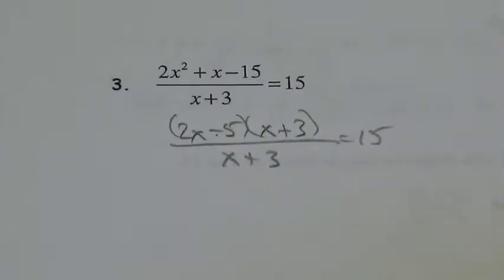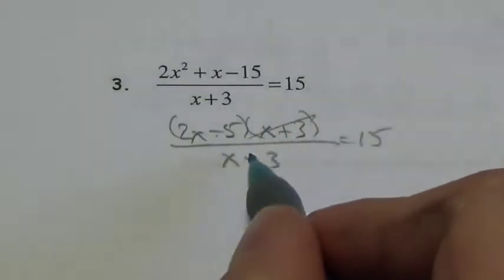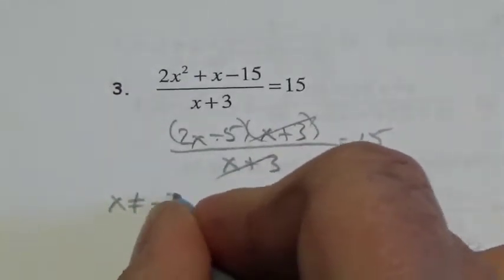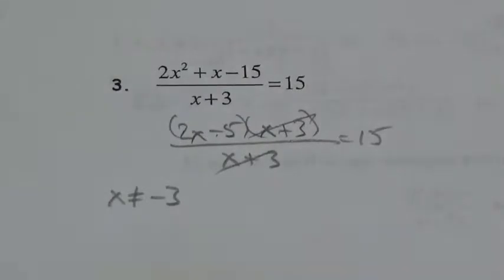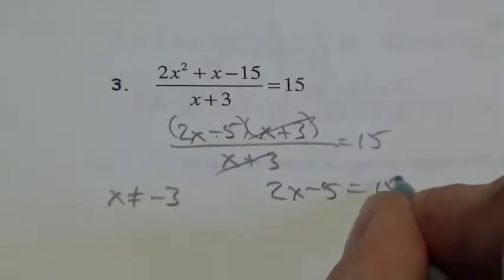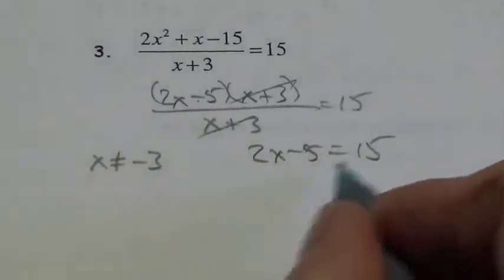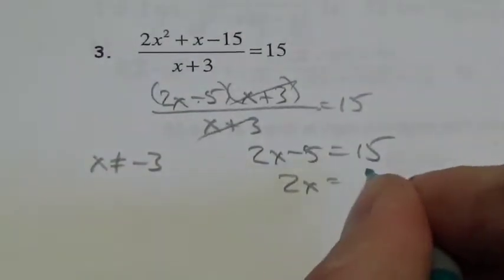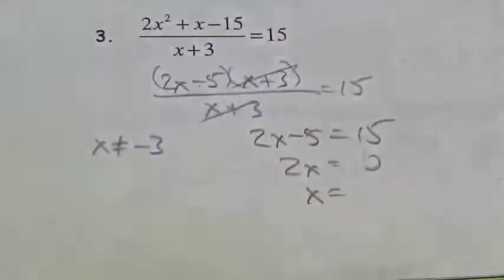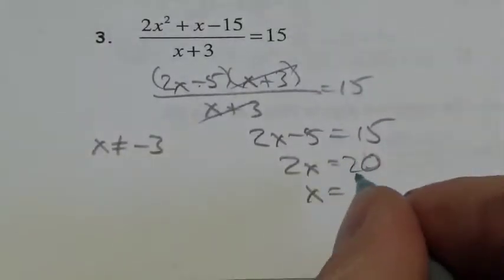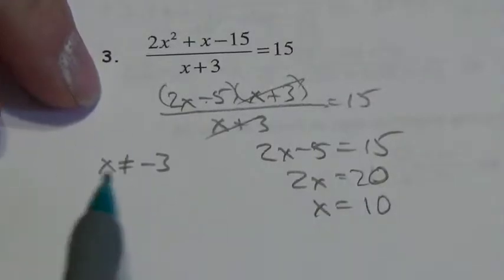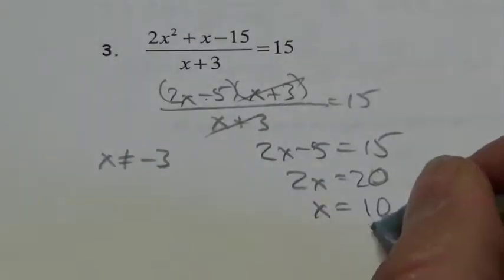Now what I'm going to do here is cancel those two x plus 3's, and I can do that so long as x is not allowed to equal negative 3. I established that. But that reduces this down to 2x minus 5 is equal to 15. Bring over the 5. So I'm going to add 5 to both sides and I get 10. Sorry, 20. Can't believe I did that. Ignore that. That's crazy talk. 2x is equal to 20, so x is equal to 10. Because that is not equal to my non-permissible, that's the answer.